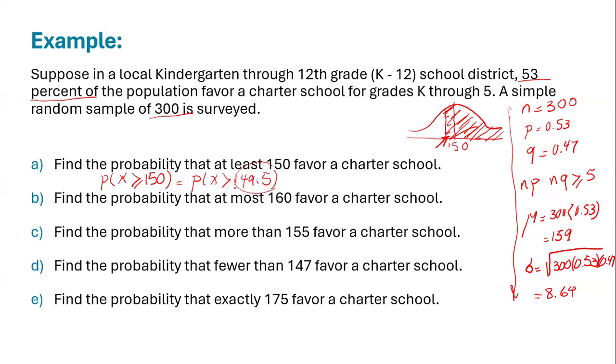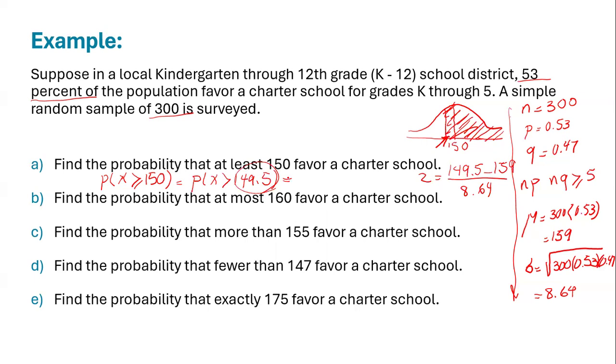Now convert this to Z by using the formula. The mean is 159 and the standard deviation is 8.64. And after finding that value, looking at the Z table, I find the area under the curve.